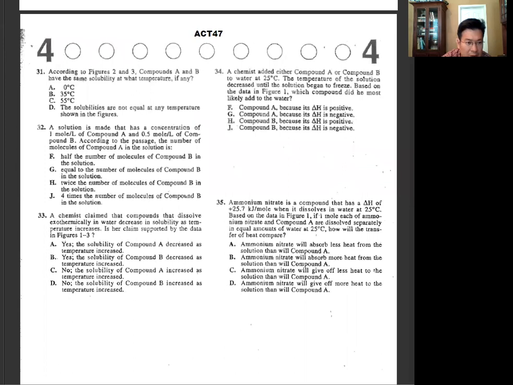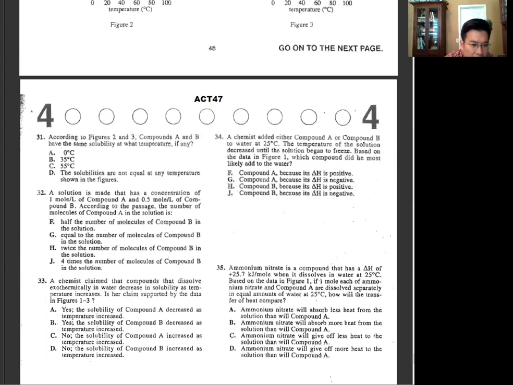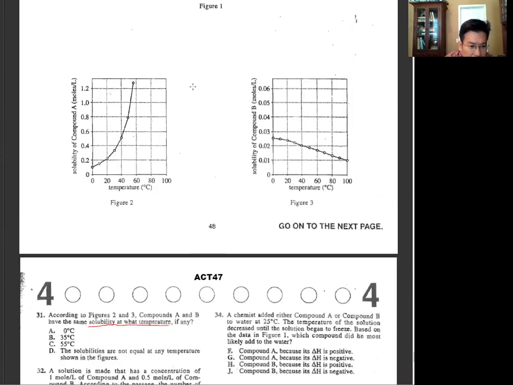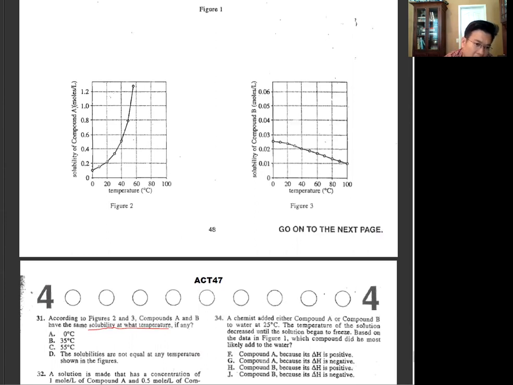31. It says, according to figure 2 and 3, compound A and B are the same so soluble. What temperature? 2 and 3. Soluble compound A temperature. Soluble compound B temperature. Same solubility. But then if you look at the number itself on the Y axis, soluble compound A and then soluble compound B, the scale is way too small.